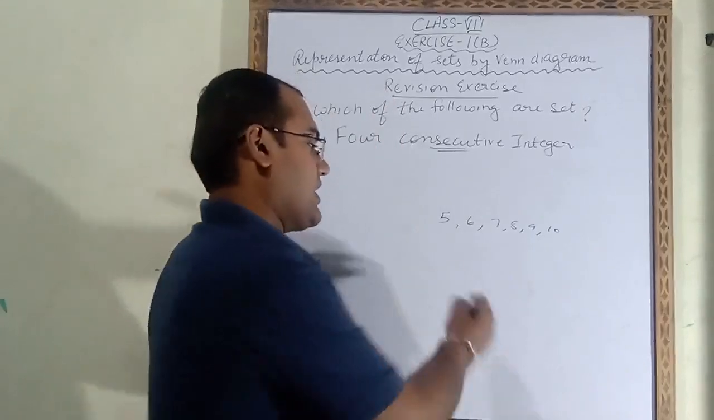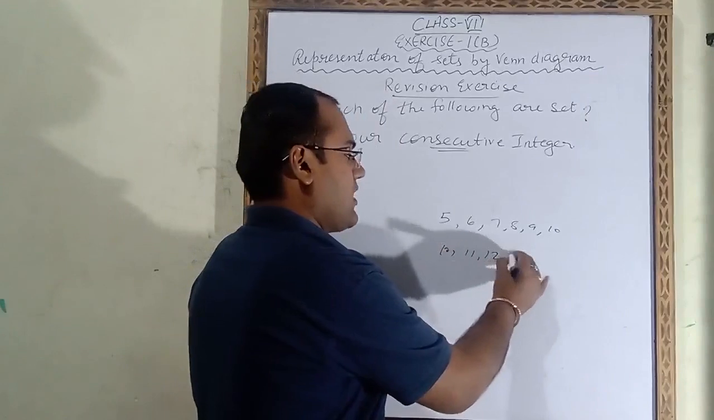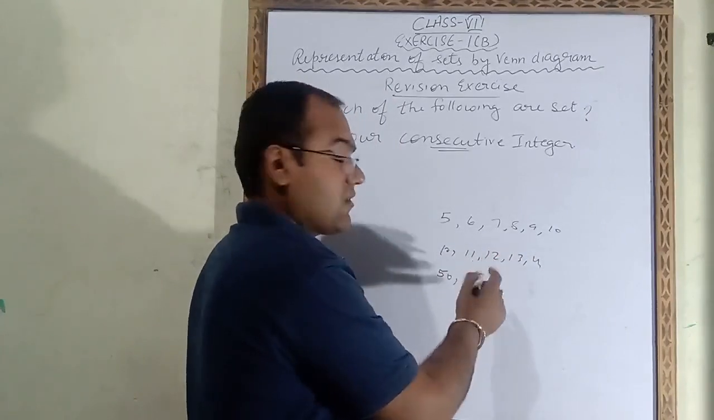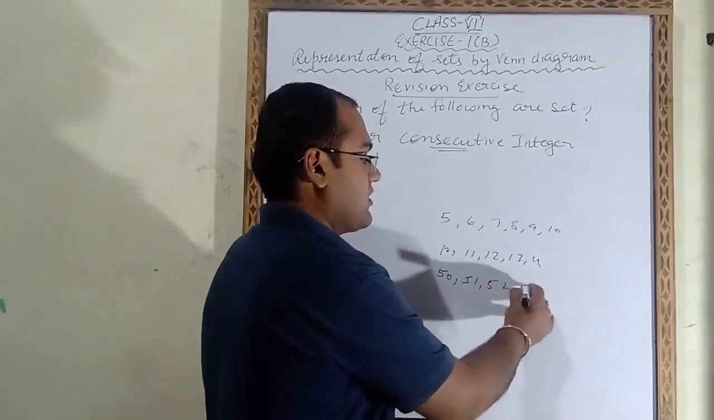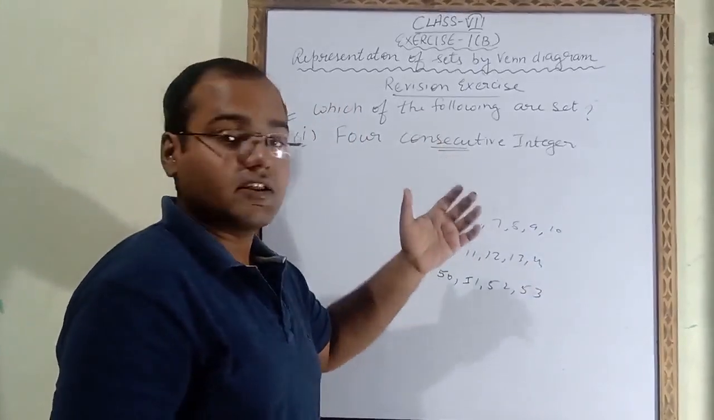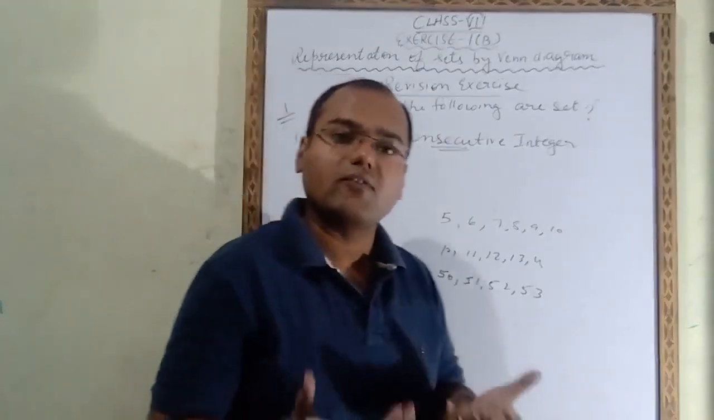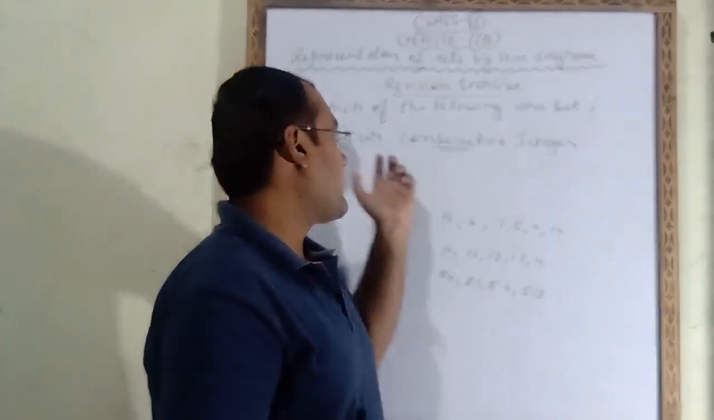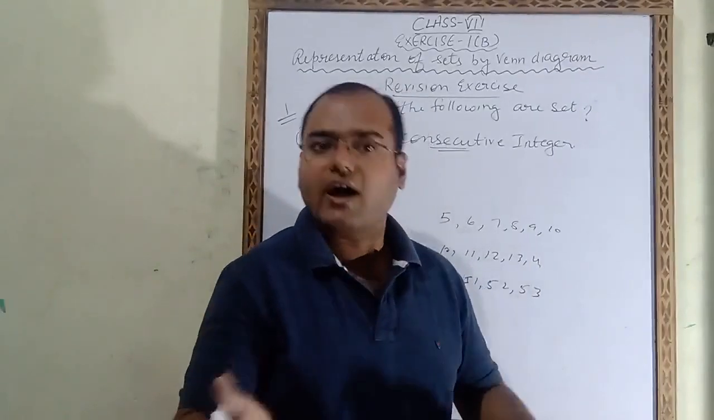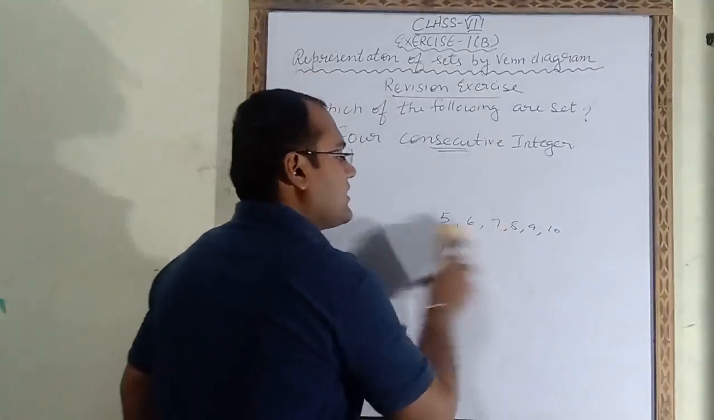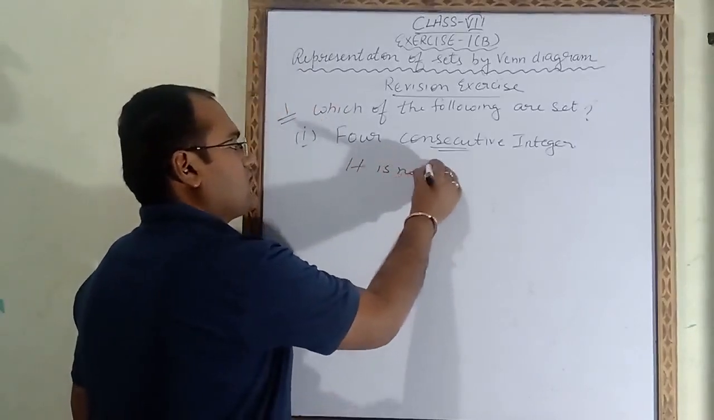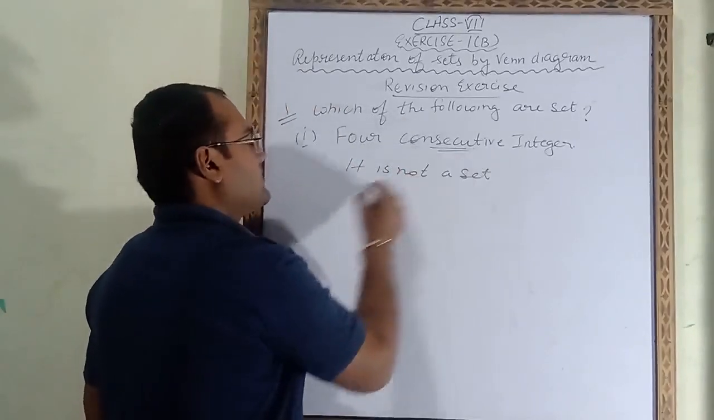I can start from 10 also: 10, 11, 12, 13, 14 like this. From 50 also I can start: 50, 51, 52, 53. These all are integers. But he did not say in this question from where we have to start writing the 4 integers. So that's why we will not be able to give an answer. So we will say that it is not a set.